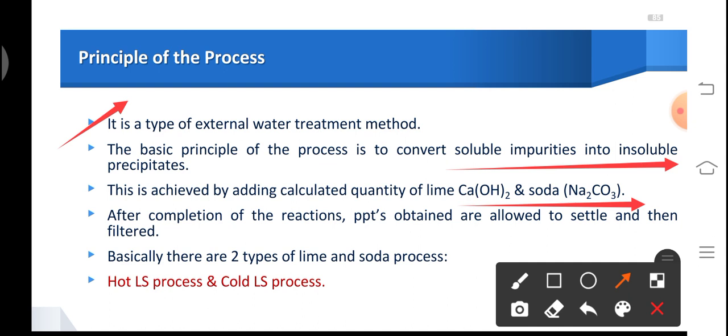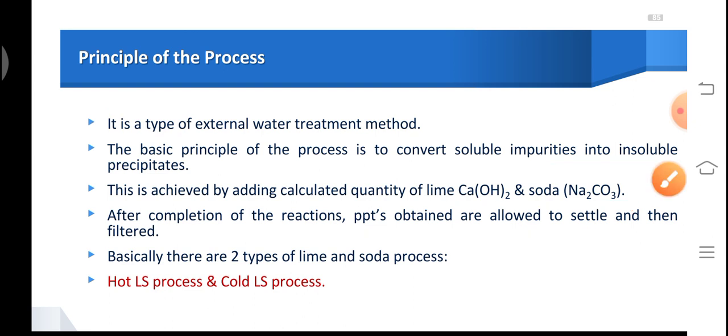What we do in this process is add lime and soda so as to get insoluble precipitates of calcium, magnesium, iron and aluminium. After the completion of the reaction, the precipitates which are obtained are allowed to settle down and then they are filtered off. In this way, we can make the water free from hardness causing salts.